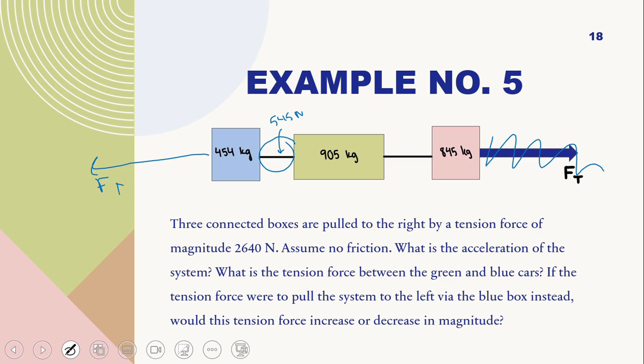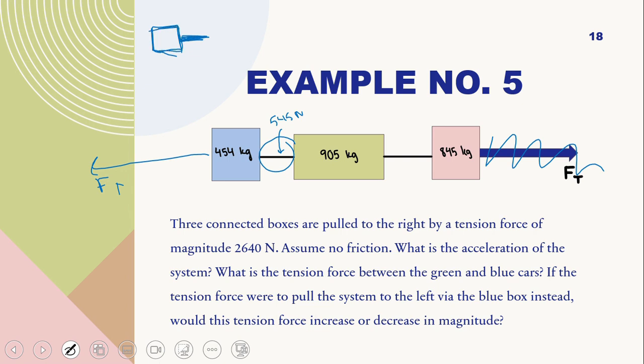Okay, so what I'm going to do is call our original setup the first scenario and this new setup our second scenario. And instead of using numbers, let's think about this conceptually first. In the first scenario, the tension between the boxes is caused by the green box pulling just the blue box. So I'm going to draw that out real quick. If this is the string that we're trying to find the tension in, just this blue box is being pulled.